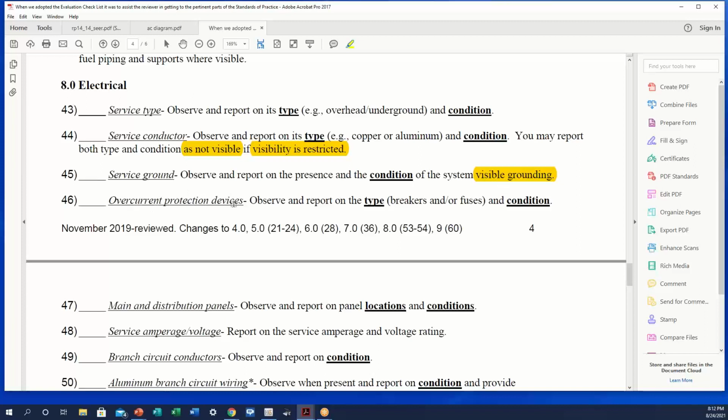Okay, overcurrent protection devices. Harris, in English, short sentence. What's an overcurrent protection device? A fuse or a circuit breaker. Oh, okay. So it tells me here breakers or fuses. Okay, report on the type.